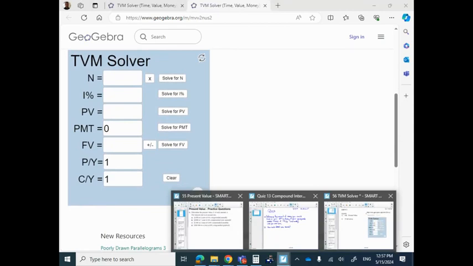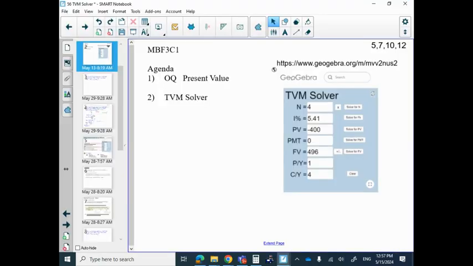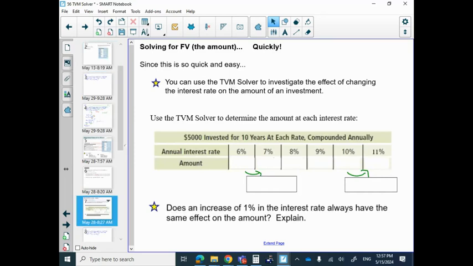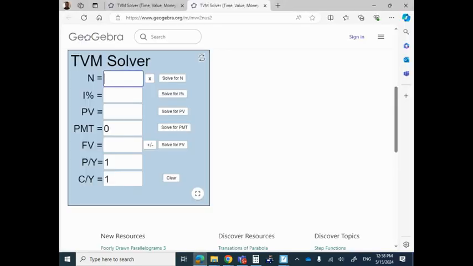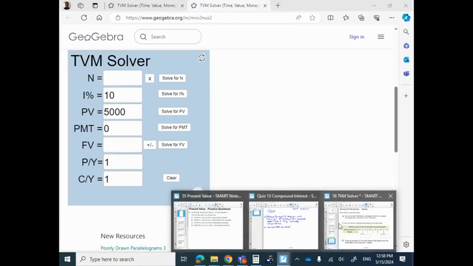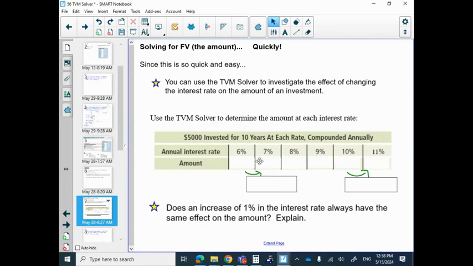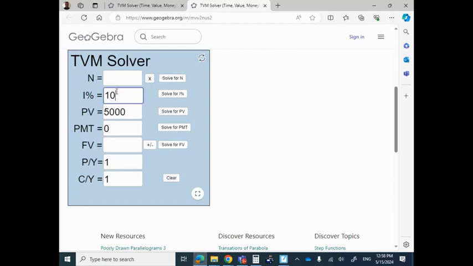We've got a question here where we have $5,000, 10 years, 6%, and just compounded annually. So $5,000 invested. Let me check that. Yeah, 6%, 10 years. That's what it was. So 6%, 10 years. I just put it in as a 6, as a percent.